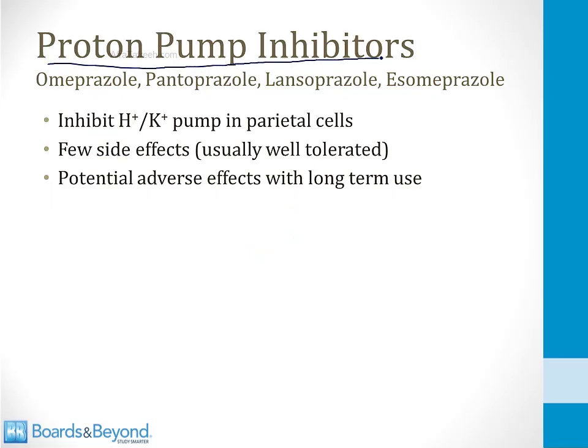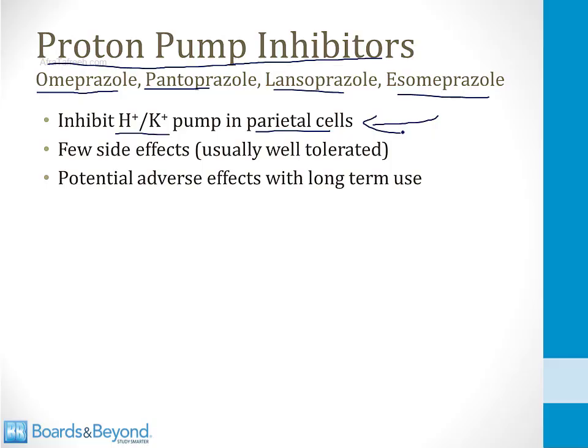And in the modern era, these are really the major class of drugs used to suppress acid production in the stomach. These include drugs like omeprazole, pantoprazole, lansoprazole, and esomeprazole. And all of these inhibit the hydrogen-potassium pump in the parietal cells. And I talk about this in more detail in the GI physiology modules.